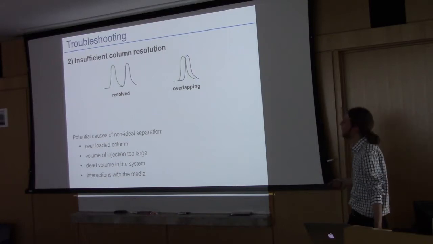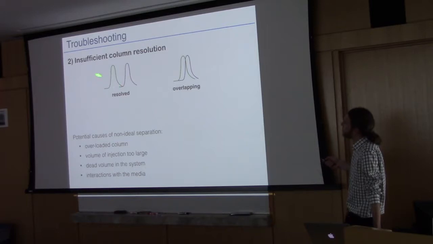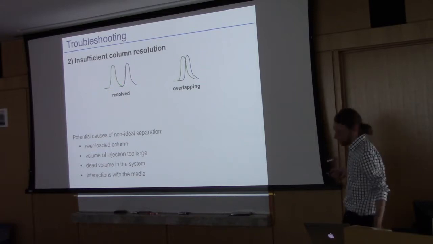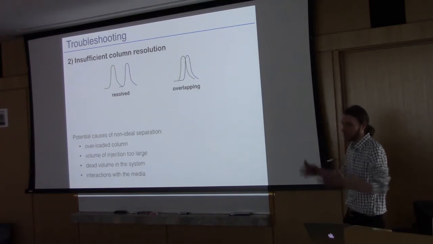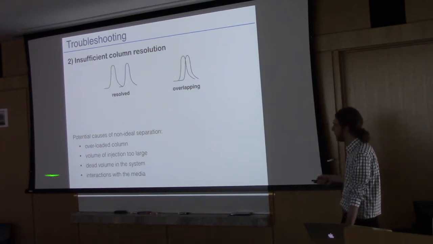Okay, so another problem that often happens is your resolution of the column is insufficient to separate your species of interest. So these two peaks would be baseline resolved. These two are overlapping, right? So different causes are if you overload the column, that can cause peaks to broaden. If your injection volume is too large, that could be a problem. The chromatography system also has some dead volume, and that will cause peaks to be broader than you expect. And then also your protein can interact with the media in the column, and that can also distort things.